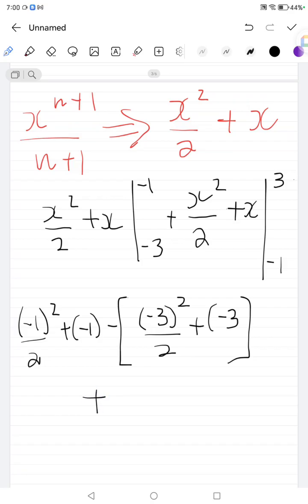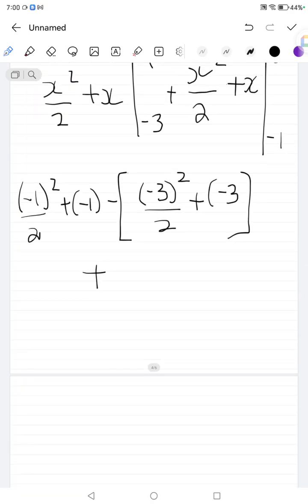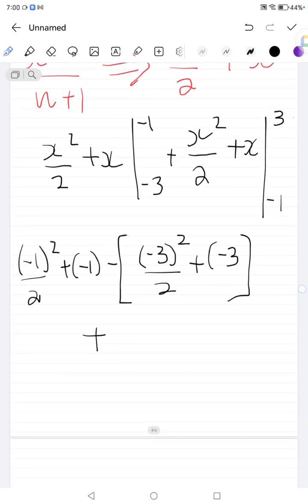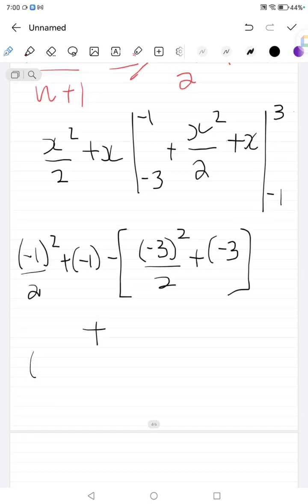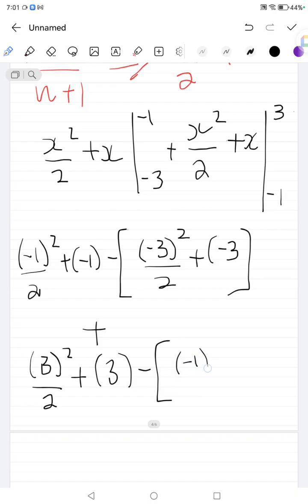Then plus for the other part. What are we going to have? We're going to have 3 squared over 2 plus into 3 minus into minus 1 squared over 2 plus into minus 1.